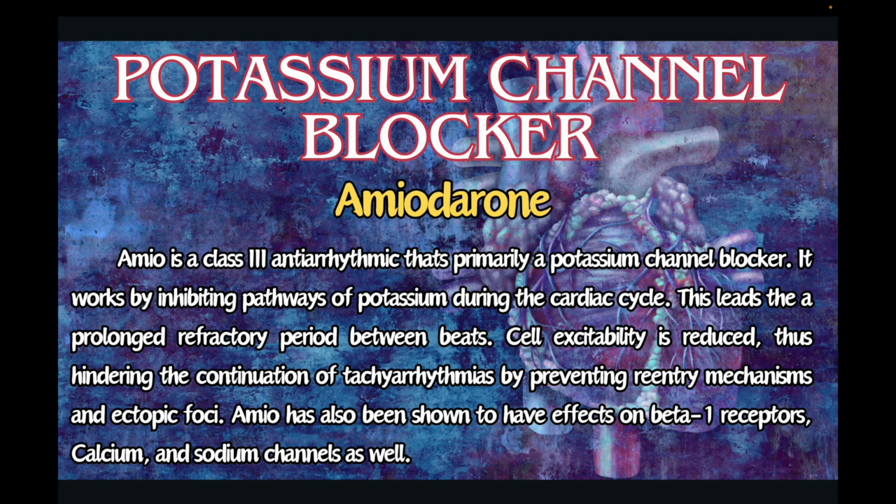So inhibiting those pathways where the potassium is flowing during the cardiac cycle leads to prolonged refractory period between the beats. It reduces your cell excitability, and thus it hinders the continuation of tachyarrhythmias, such as AFib, by preventing re-entry mechanisms and ectopic foci. So, along with that, amiodarone also shows to have effect on beta 1, calcium, and sodium channels as well. So kind of an all-around hitter.